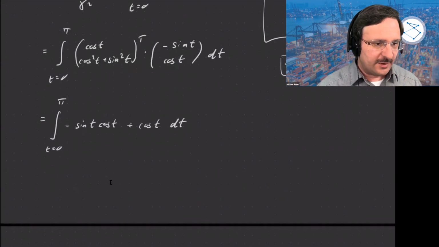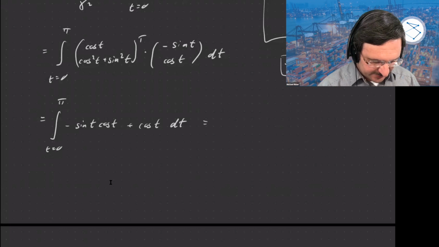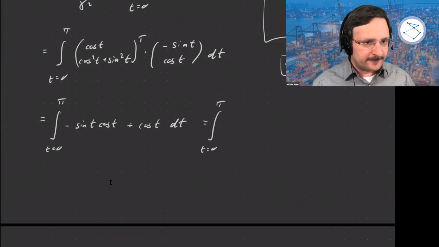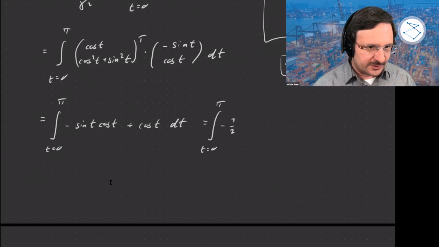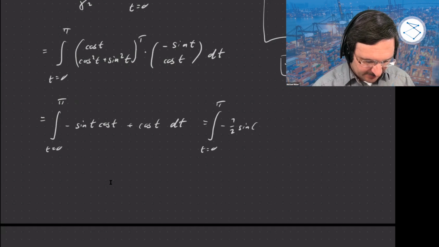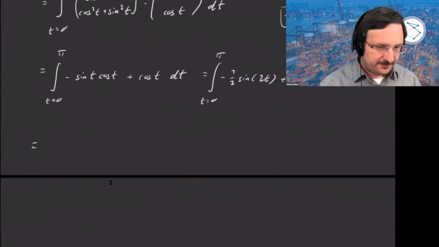And if we're using that one, then the integral becomes the integral over t from 0 to pi of minus 1 over 2 sine of 2t plus cosine of t dt. And that can now be integrated elementary.